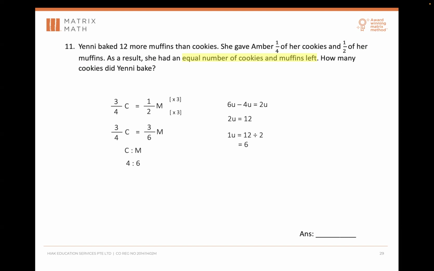Now read the question again. How many cookies did Yenny bake? So Yenny baked 4 units, right? This is the total. 6 times 4, 24.